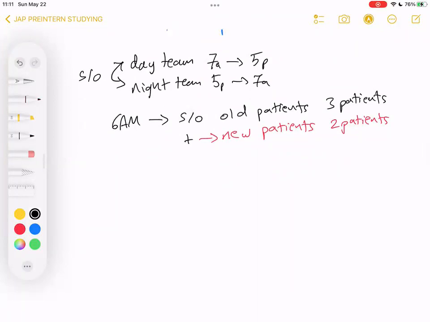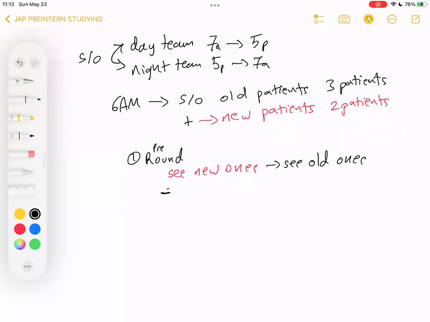What usually happens is you first pre-round on these patients, which means you alone go see those patients. And the trick here, what I would suggest, is to see the new ones first, then see the old ones. The reason is that you will get more information about the new patients. The old patients, you already know a little bit about them, so it's easier to get a pertinent history quickly.